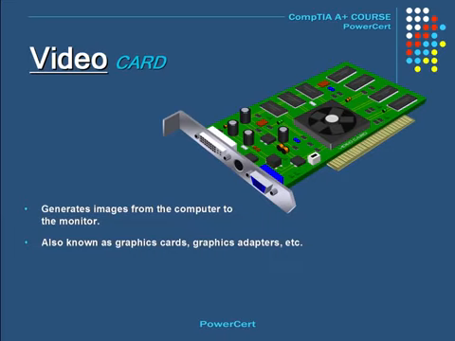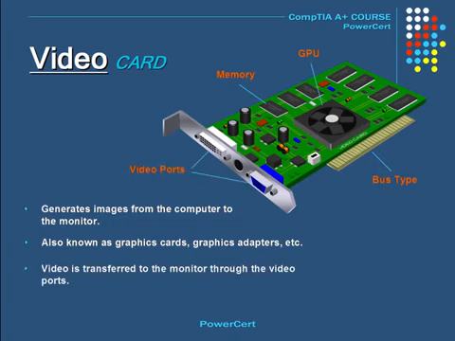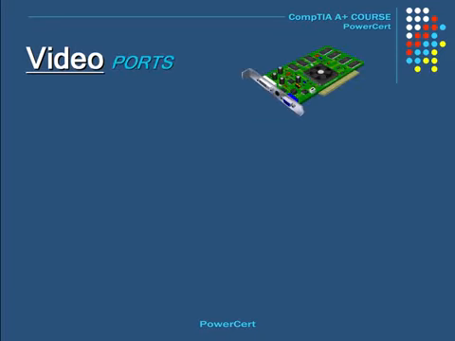A video card has several key components, such as a graphics processor unit or GPU, memory chips, a bus type, and video ports. The way video is transferred from the video card to the monitor is through the video ports. There are several different types of video ports that are used today.